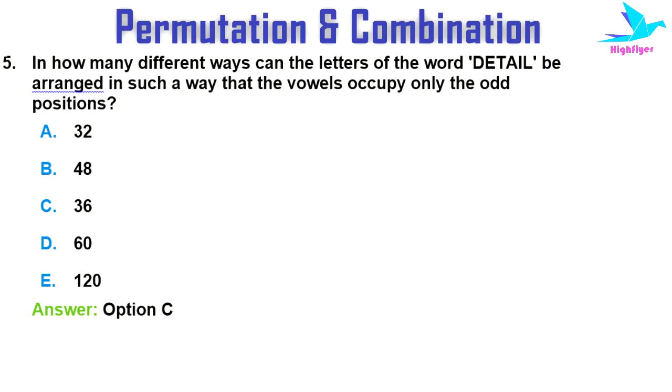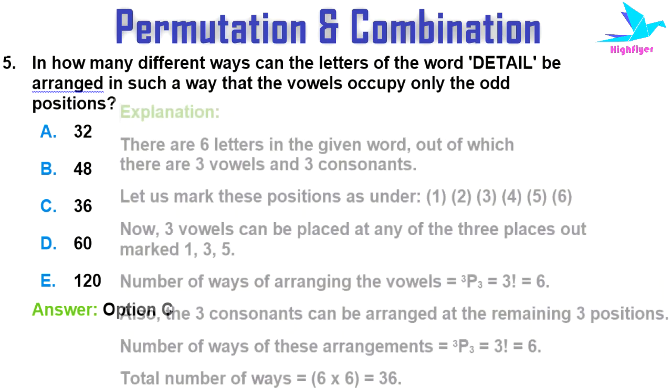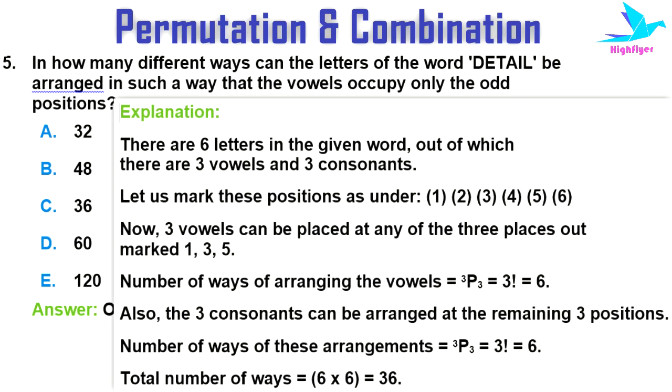Let's see how. As you can see, there are 6 letters in the given word, out of which there are 3 vowels and 3 consonants. Let us mark these positions as 1, 2, 3, 4, 5 and 6. As it is given that the 3 vowels can only take the odd positions, the 3 vowels may be placed at any of the 3 places marked 1, 3 or 5. Number of ways of arranging the vowels is equal to 3 permutation 3, that is equal to 3 factorial, equals 6.